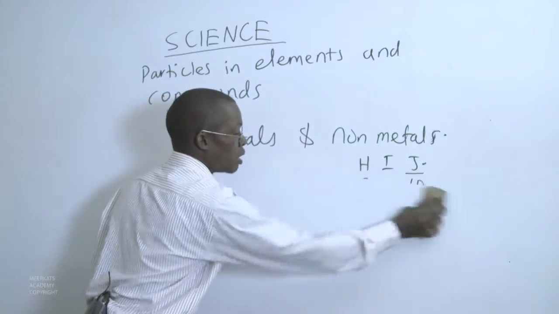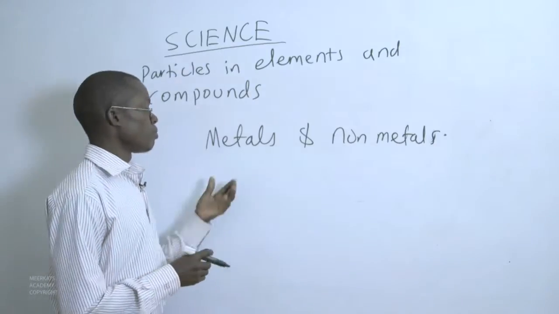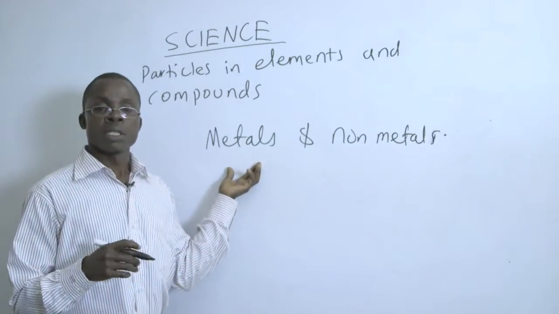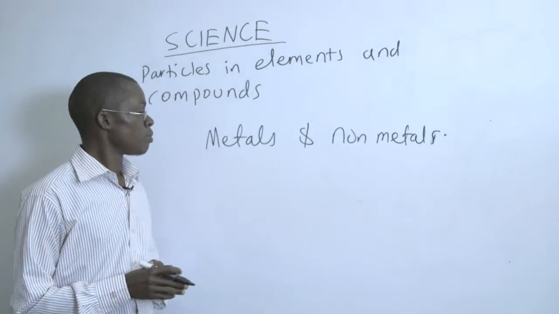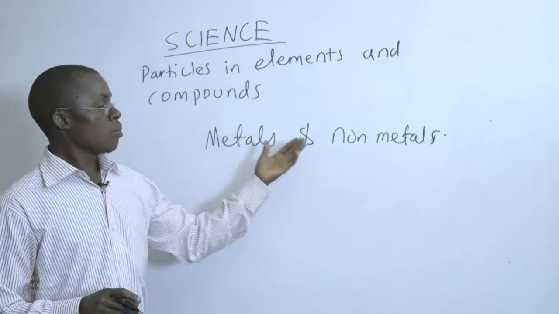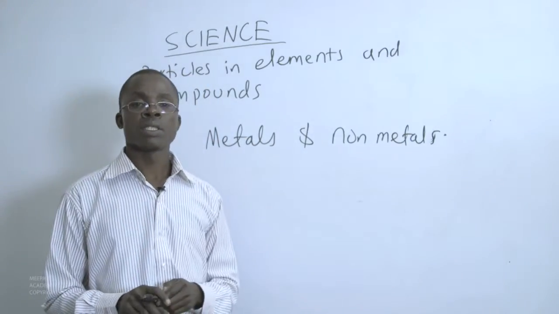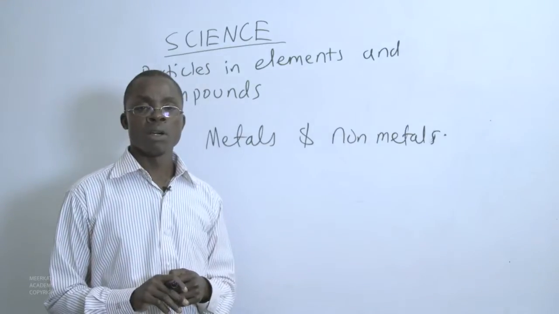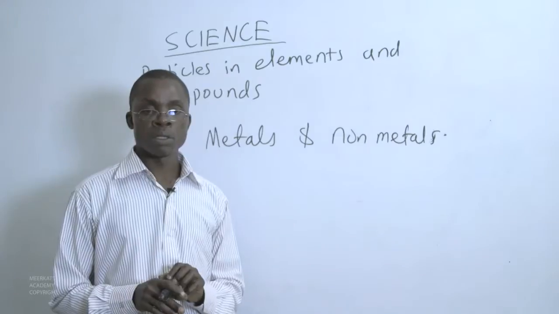So elements can be categorized into metals and nonmetals. Examples of metals are sodium, magnesium, potassium, calcium, and examples of nonmetals are oxygen, sulfur, phosphorus, silicon, and so on.